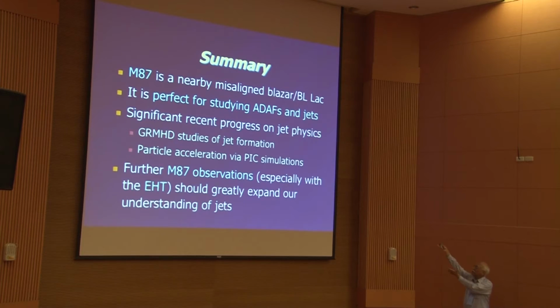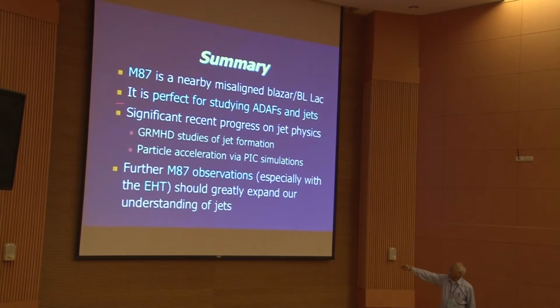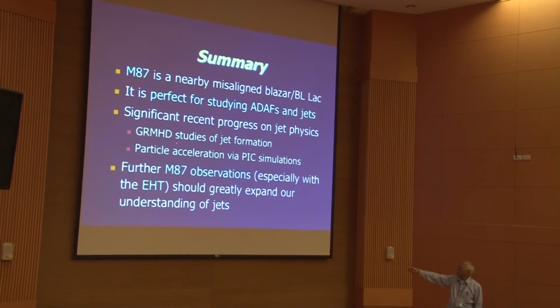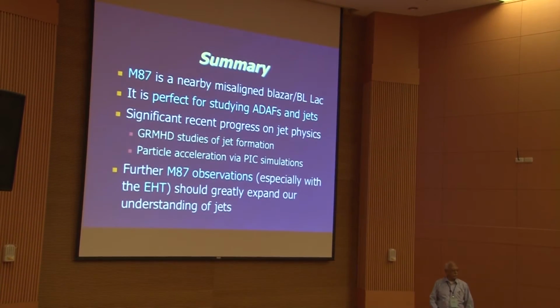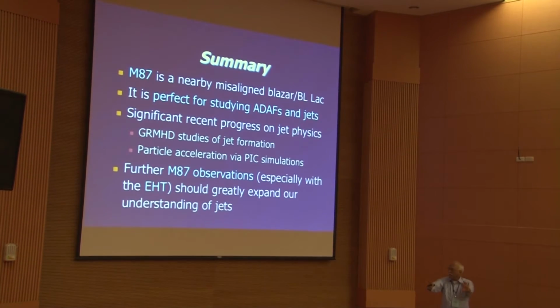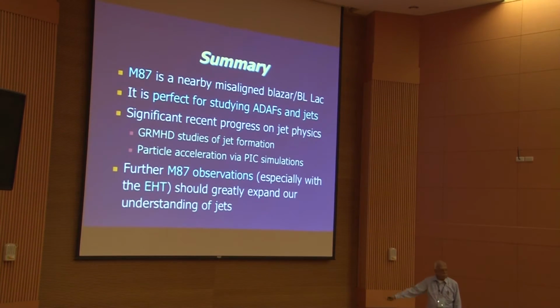So here is the summary. We have this beautiful, perfect, misaligned blazar nearby. Seems to be mad, okay? It's great. We've got a lot of recent progress. GRMHD on the jet formation, PIC simulations and particle acceleration. Both are forging ahead. I think they're all going to come in with lots of new understanding, and then when the observations also make the next leap, I think in the next several years we're going to make a lot of good progress. God willing. Okay, thank you.